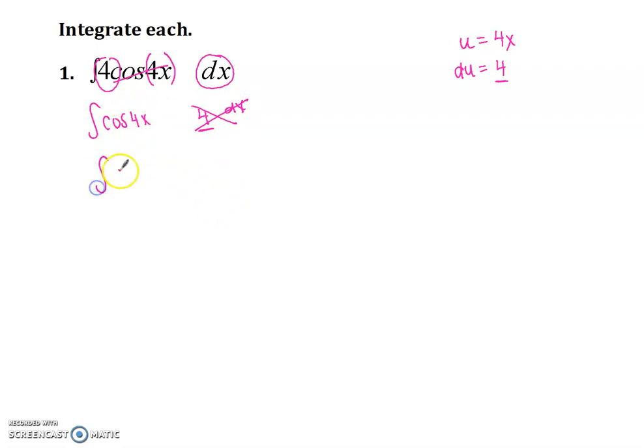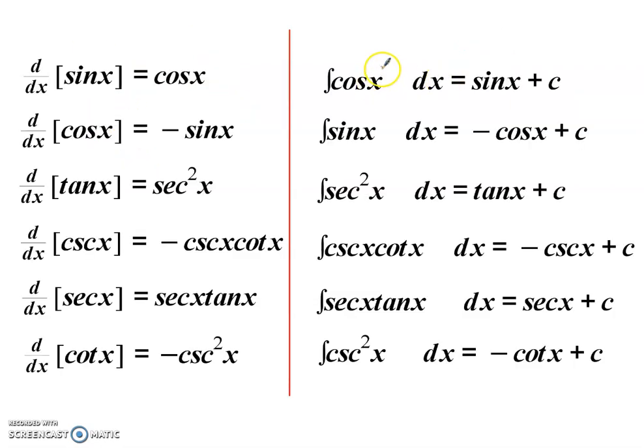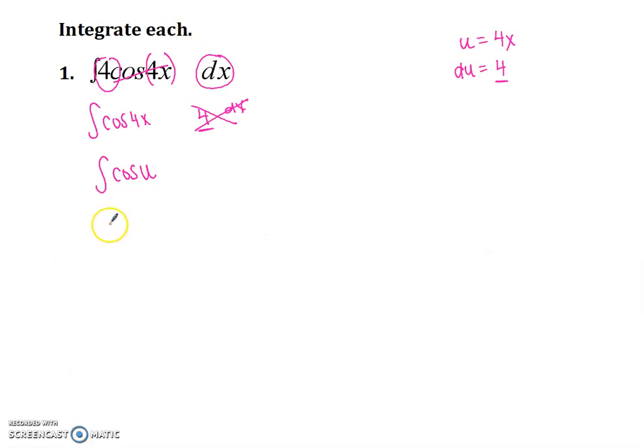Okay, so now we're just doing the antiderivative of cosine. I'm going to rewrite my 4x as a u. Okay. Then I'm going to go look on my integral sheet, and I'm looking on this side because I'm doing the antiderivative. So what I have is the integral with cosine, so it's going to turn into sine. So I'm going to rewrite this as sine of u plus c, and then your last step is to always put the u back into the problem.